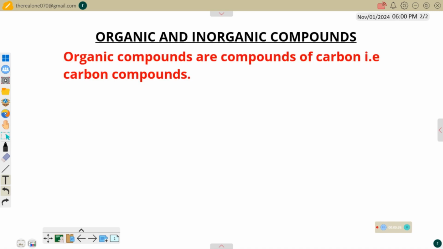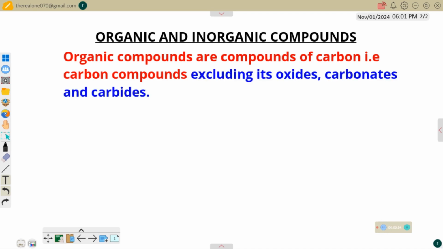So, any compound that contains carbon is likely going to be an organic compound, but there are some exceptions to the rule. Except the oxides of carbon, carbonates and carbides. So, it means those three are not studied under organic chemistry. So, let's first consider the oxides of carbon, which are not studied under organic chemistry.